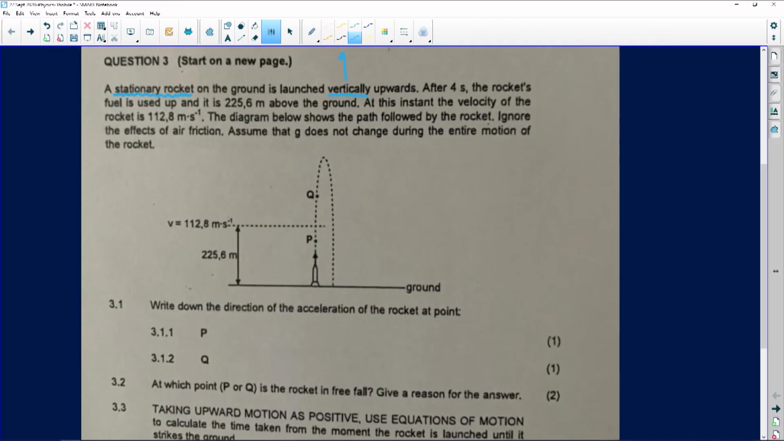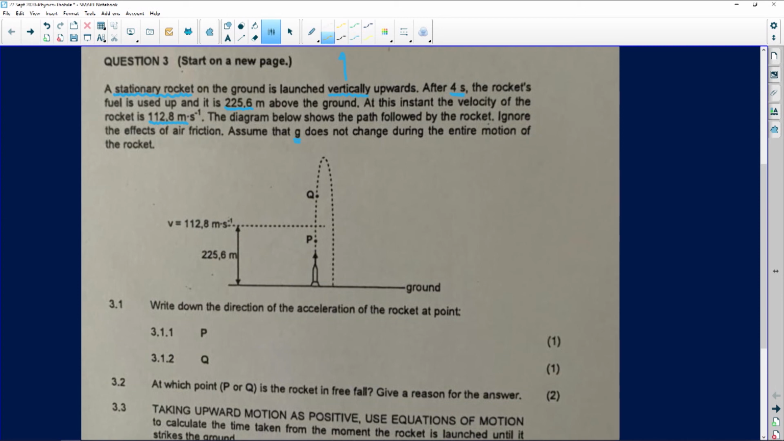So it's launched vertically upwards, and after 4 seconds, the rocket's fuel is used up, and it is then 225 meters above the ground. At this instant, the velocity of the rocket is 112.8 meters per second, and the diagram below shows the path followed by the rocket. We must ignore the effects of air friction and assume that g does not change during the entire motion of the rocket. Now let's look at this rocket and analyze it.